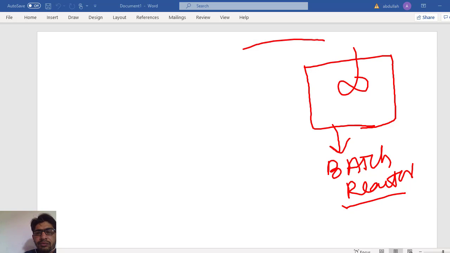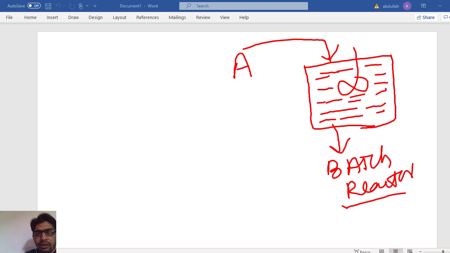We put some reactant A into the batch reactor. After a certain time, after 2 hours or 3 hours or 1 day, the reactant A is converted into product. But the A is not converting 100% into product. Some of the A will still be present at the end of the reaction in this reactor.